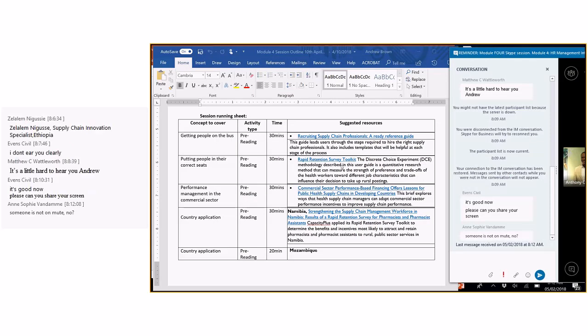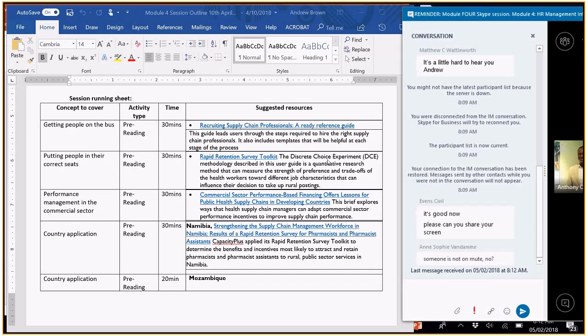The other kit that I want to talk to you about is this item here called Discrete Choice Experiment. This is a Capacity Plus IntraHealth tool, and what the tool does is enables you with a group of co-workers to establish what particular elements they would like to see in the workplace in order for them to be more likely to stay in the workplace. So it's a staff retention tool.